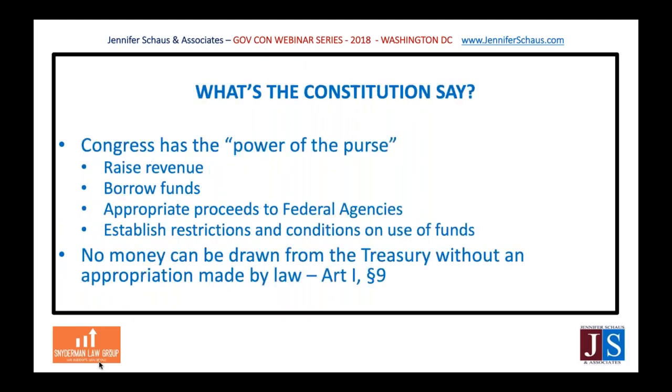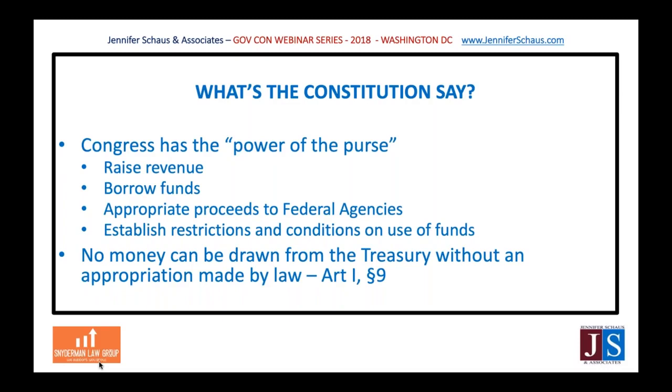So what does the Constitution say about the budget? Well, Congress, as you remember from political science, maybe civics 101 back in high school, has what's called the power of the purse. What does the power of the purse mean? It means they raise revenue, so they can levy taxes, they can borrow money, they can appropriate proceeds to federal agencies, so they actually make the appropriations to the federal agencies to spend money, and they can also establish restrictions and conditions on how those funds are used.